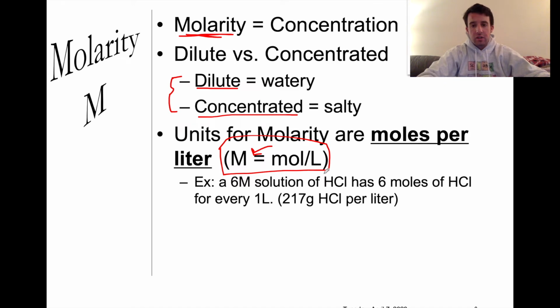And down here is an example saying that a 6 molar solution of HCl has 6 moles of HCl for every 1 liter. So if you do the math, if you look at the periodic table, 6 moles of HCl gives you 217 grams of HCl per every liter. So that's pretty concentrated.